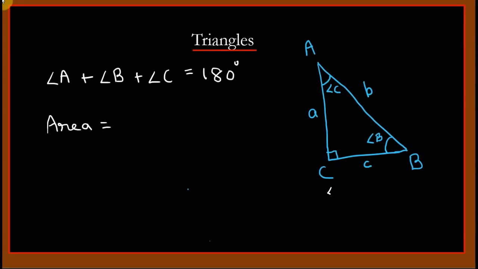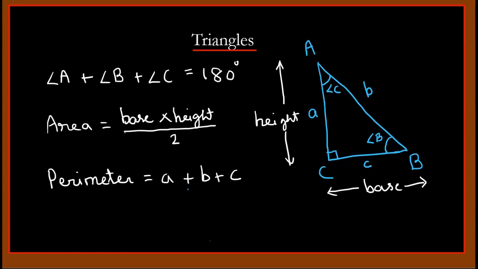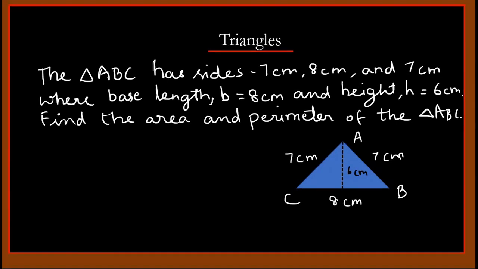The area of a triangle is base times height divided by 2, and the perimeter, or outer boundary, of a triangle equals the sum of all three sides. The triangle ABC has three sides, 7 centimeter, 8 centimeter, 7 centimeter, where base length is 8 centimeter and height h is 6 centimeter. Find the area and perimeter of the triangle ABC.